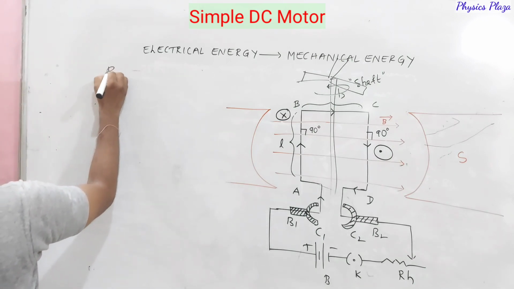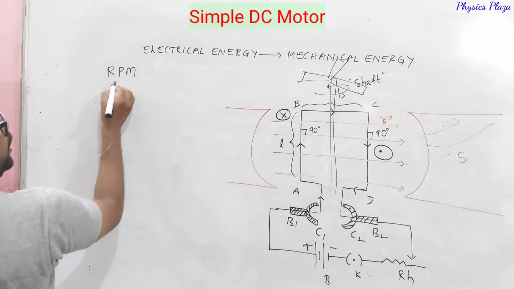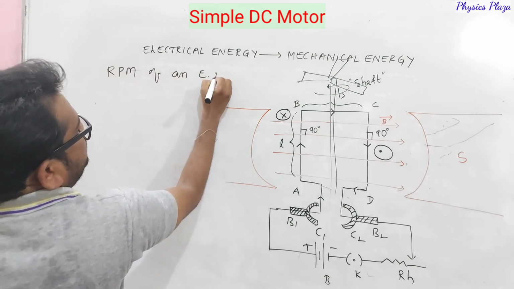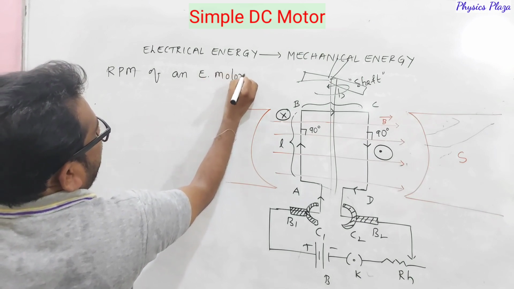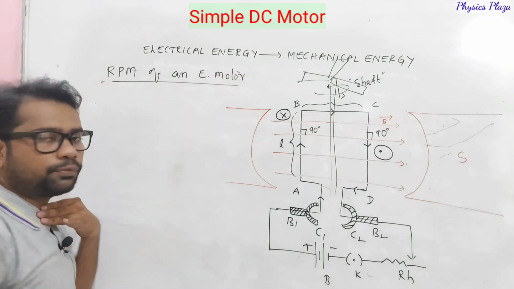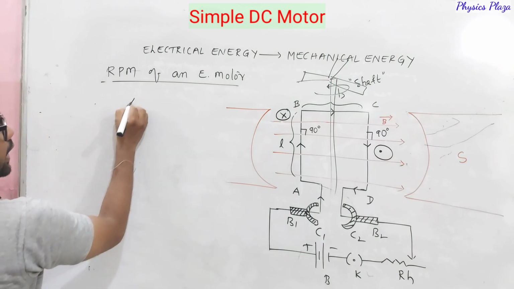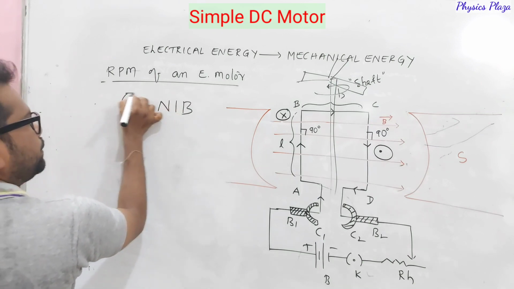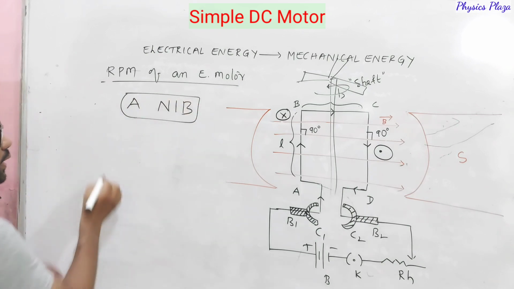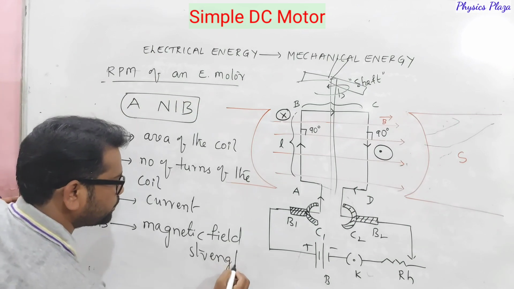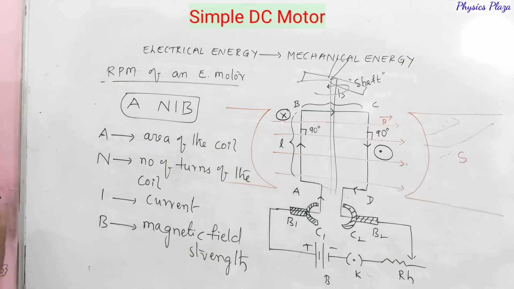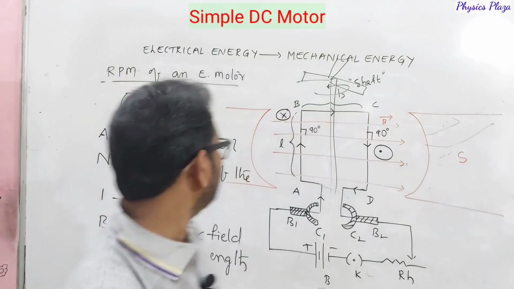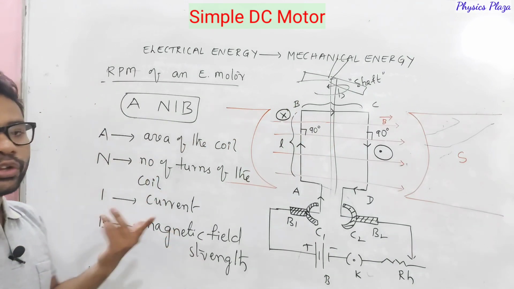So, here the RPM, rotations per minute, of an electric motor, that is a coil, depends on 4 factors. Simply you can remember it like this: A N I B. Just remember this clue, A N I B, so that you can understand it.